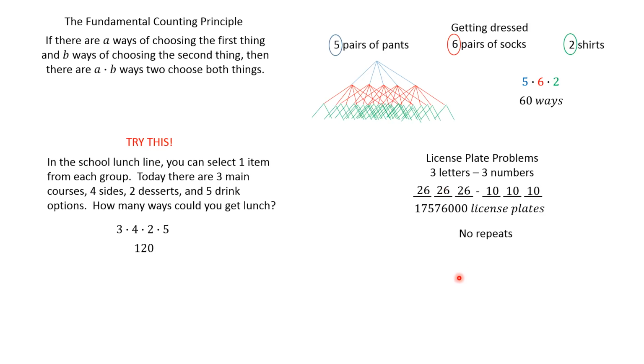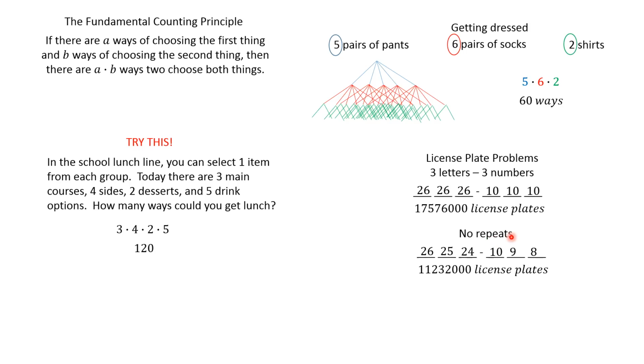So let's say we can't repeat any digits. So we still have our six places. How many options do we have for that first letter? Still 26. Now how many do we have for the second letter? It's not 26 anymore because we can't repeat whatever this was. So we now have 25 options. And then for this one, we have 24 options. Then for our numbers, we still start out with 10, and then 9, and then 8. When we multiply these guys together, we're going to get 11,232,000 license plates, which, notice we just dropped a little over 6 million by not allowing repeats. That's a big deal if you need a lot of license plates.